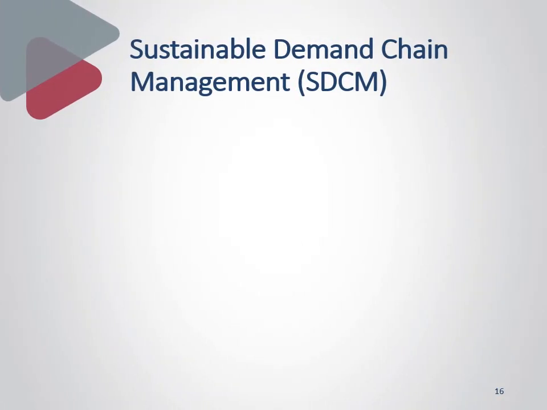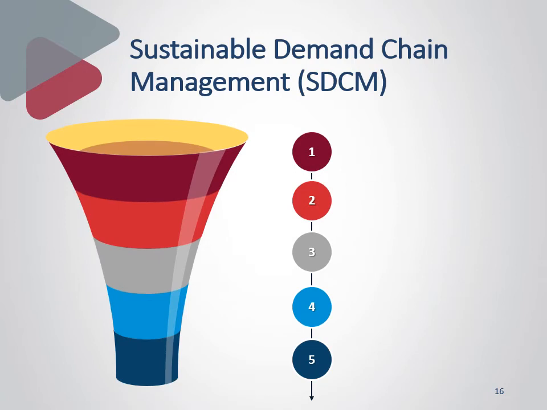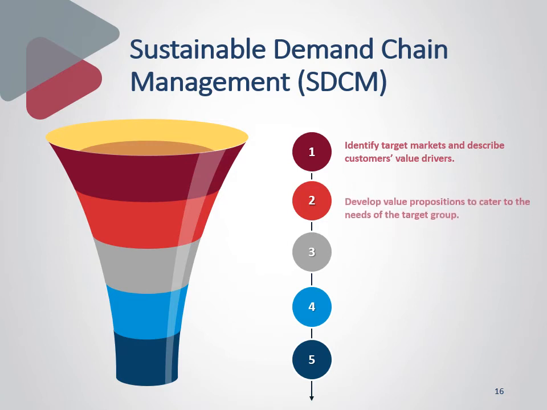Now that we have incorporated sustainability in our definition of supply chain management and we have understood what sustainable supply chain management is, let's see what it means in the demand chain management framework. Firms need to first identify their target markets and describe their customers' value drivers. They then need to develop value propositions to cater to the needs of their target group.